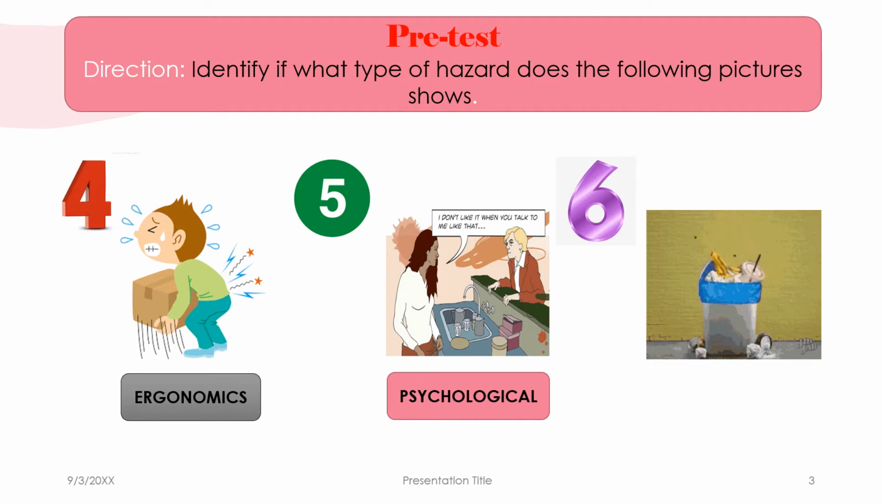Then number 6, the trash can, because of the dirty trash can and it is full of garbage. So this is an example of biological hazard.